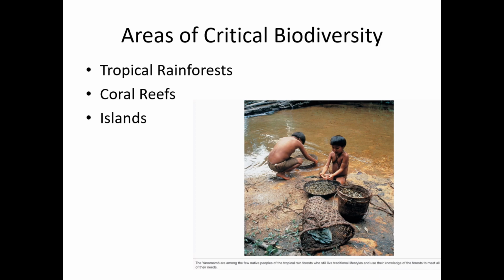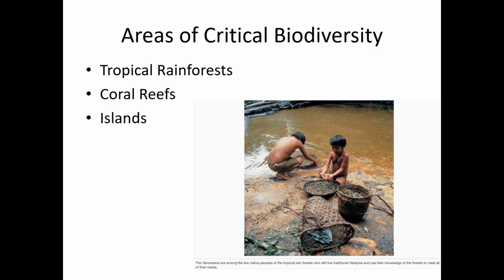And then the last area of critical biodiversity is islands. I already mentioned the Hawaiian Islands and their endemic honey creepers. But islands are areas of critical biodiversity because, since they are away from the main continent, oftentimes they will have many unique species that have evolved separately from the mainland, and therefore those species aren't going to exist anywhere else.